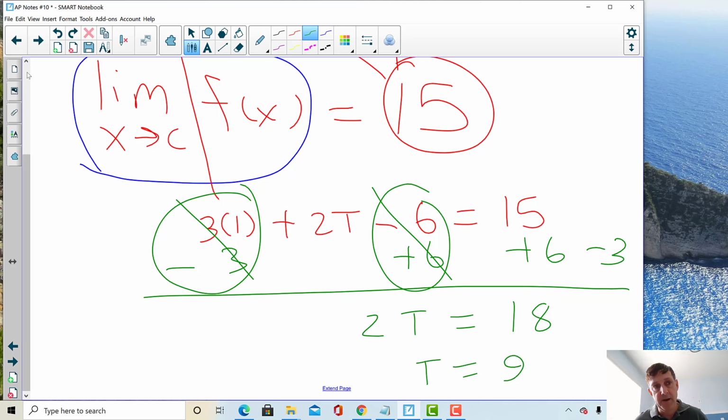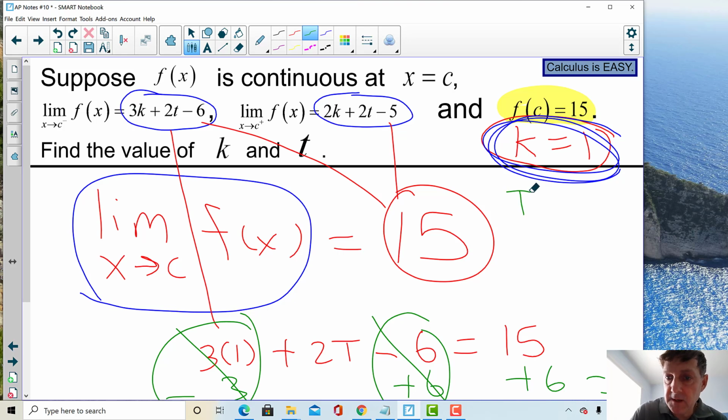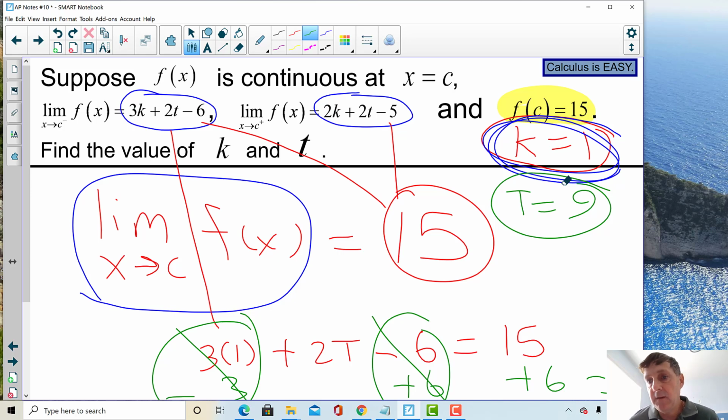Now that I know that t is 9, I can write it up here at the top. t equals 9. I was supposed to find the value of k and t. So k is 1 and t is 9.